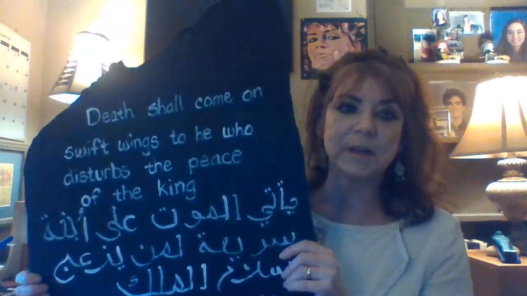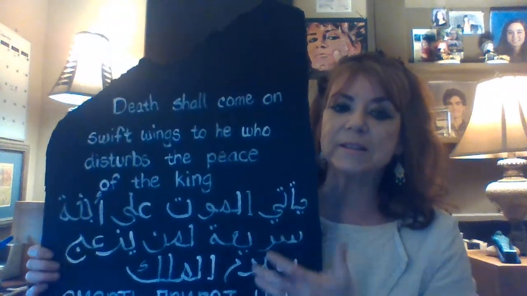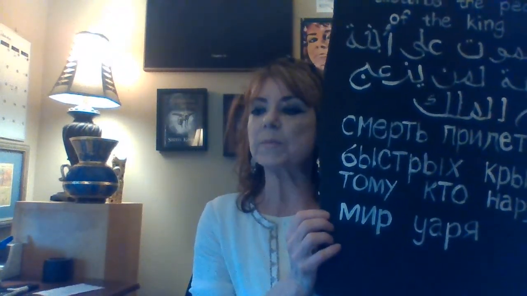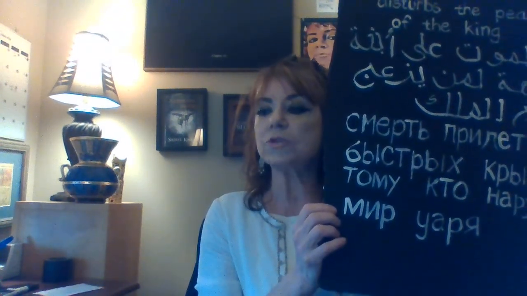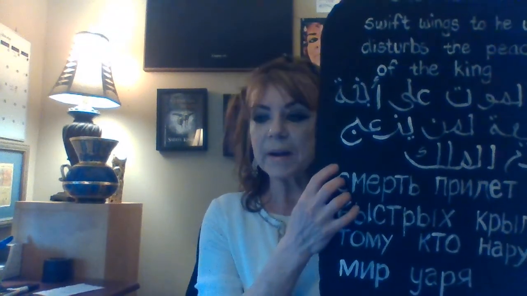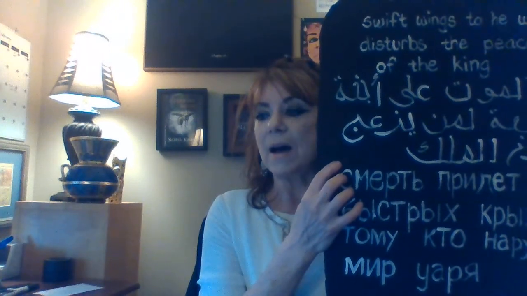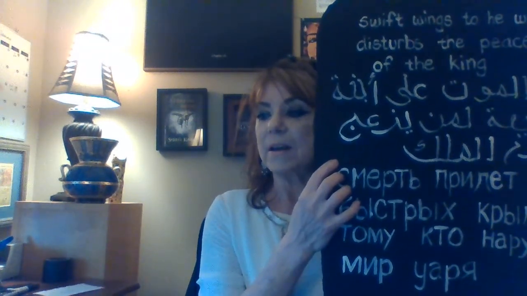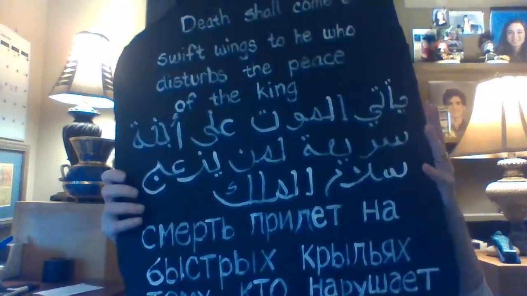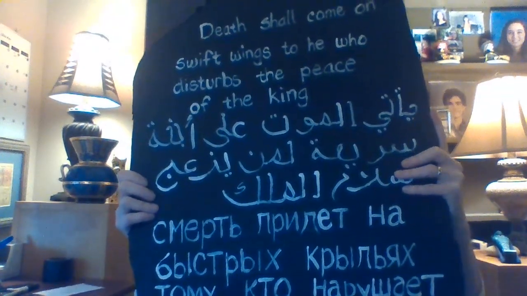Now, I know you guys sometimes like to hear me read these different scripts in their other languages. So I'm going to try to do that now. So in Russian, what this would say is, Smert pridet na bystrykh krylyakh. And in Arabic, Ta'ti al-mawt 'ala ajnihatin sari'a liman yuz'ij al-malik. So there are those two things on this.